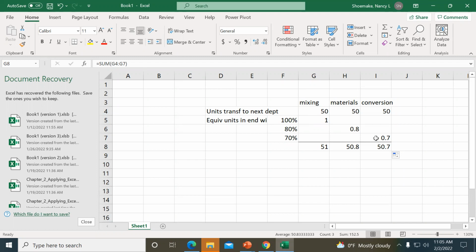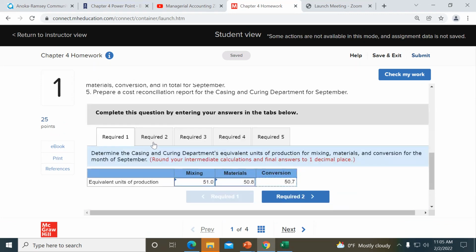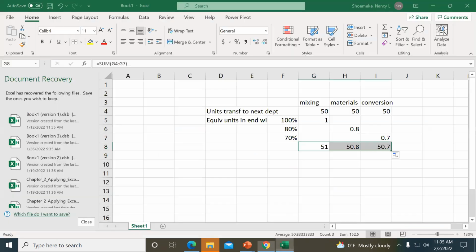Next. The next one asks us, compute the casing and curing department's cost per equivalent unit for mixing, materials, and conversion for the month of September. Okay. So how are we going to figure that out?